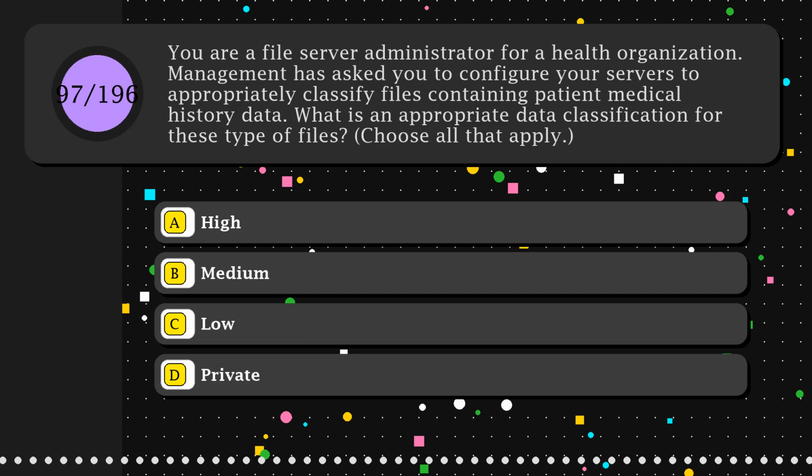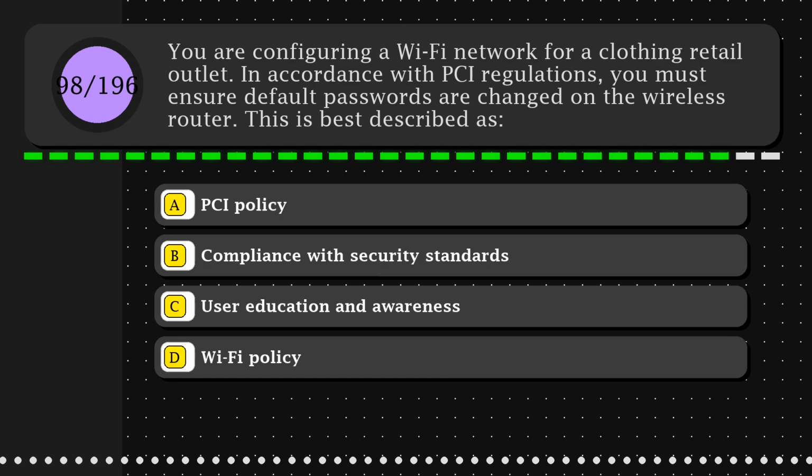The correct answer is option A, D, F. Question 98. You are configuring a Wi-Fi network for a clothing retail outlet. In accordance with PCI regulations, you must ensure default passwords are changed on the wireless router. This is best described as option A, PCI policy.